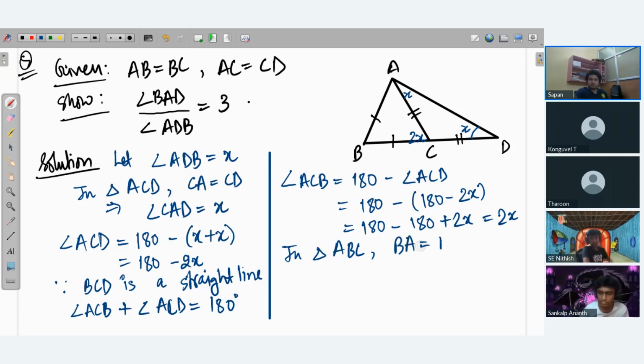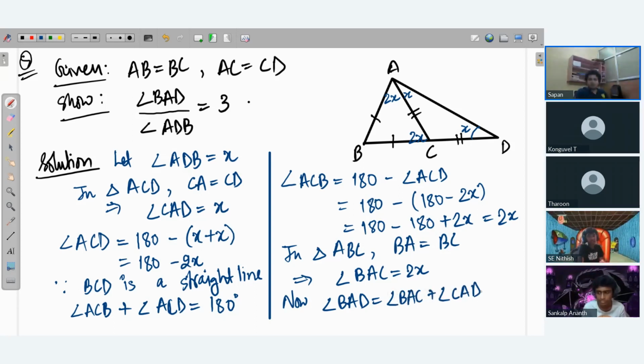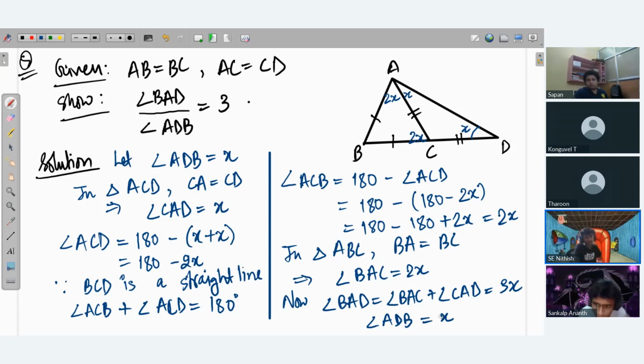In triangle ABC, BA is equal to BC. It means that opposite angles are the same, so angle BAC must be equal to 2x. Now, angle BAD is angle BAC plus angle CAD, which is 2x plus x, so angle BAD is 3x. What is angle ADB? It is x.